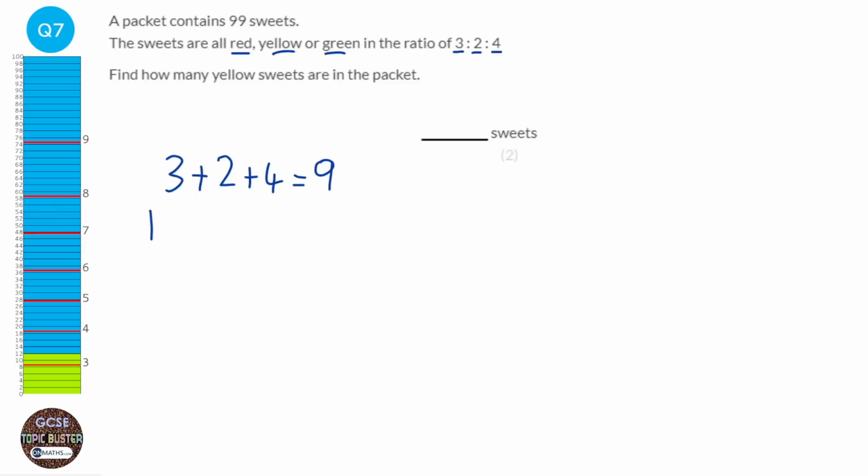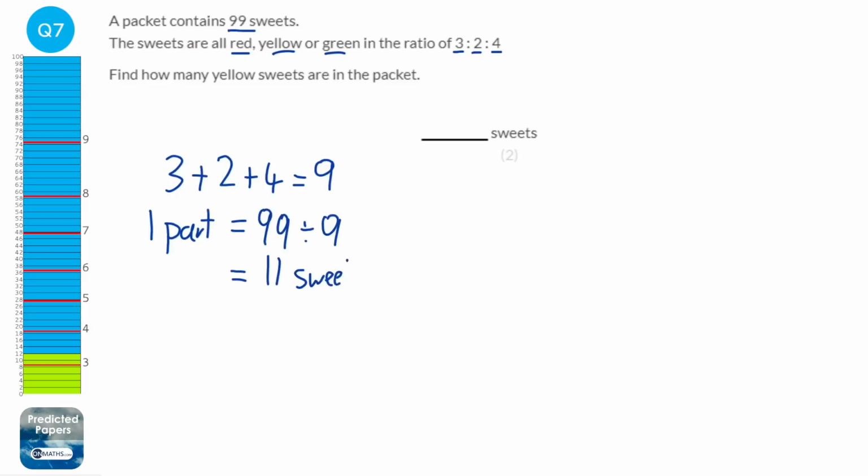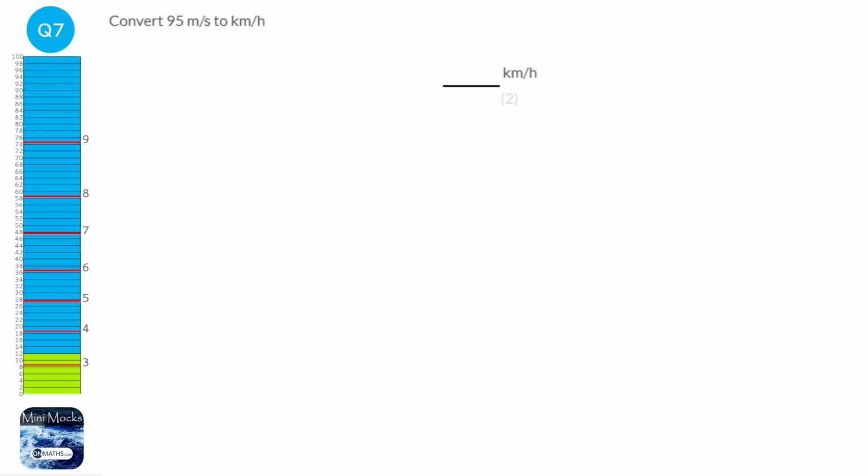Okay, but to work out what one part or one pile of sweets is worth, we're going to get the 99 sweets and divide it by the amount of piles, and that's going to be 11. So one part is worth 11 sweets. We're asked to find out how many yellow sweets, and yellow is the middle one, so it's going to be the 2. So yellow has 2 piles of 11 sweets. 2 times 11 is going to be 22, so it's going to be 22 sweets.